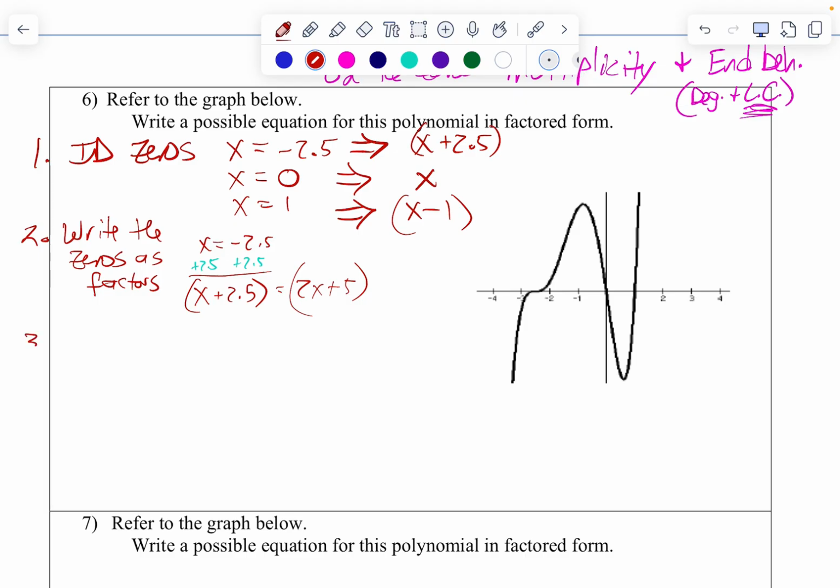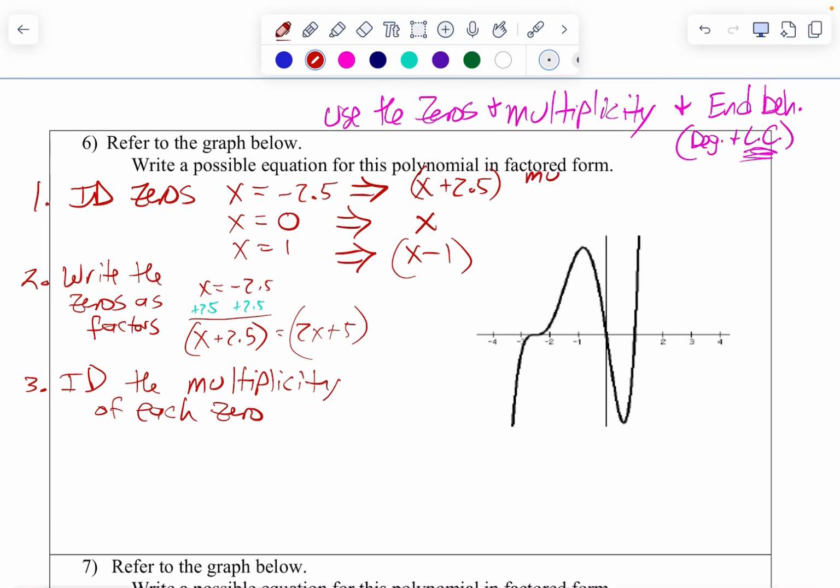Okay, step 3, identify the multiplicity of each 0. What's the multiplicity of negative 2.5? Yeah, it's probably 3. Because it curves through, right? It's not just linear passing through, it's curving. So the multiplicity, I'm going to say, is 3. How about at 0? It's 1 because it just passes straight through. How about at 1? 1.